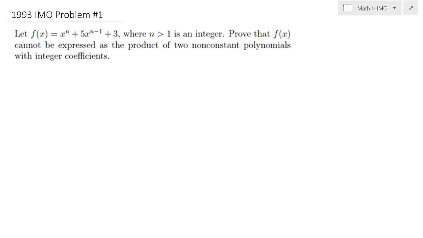Hello everybody, in this lecture we will be solving 1993 IMO problem number 1. Here is a view of this problem. We are given a polynomial of degree n and we would like to show that this polynomial given in this format cannot be expressed as the product of two non-constant polynomials with integer coefficients.